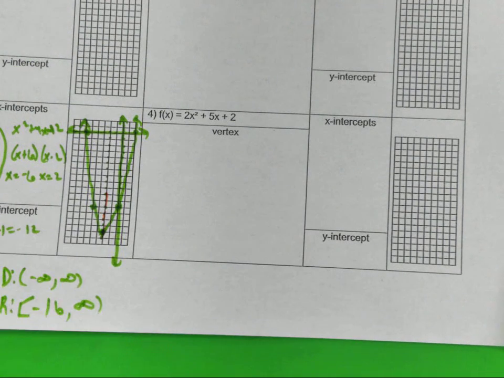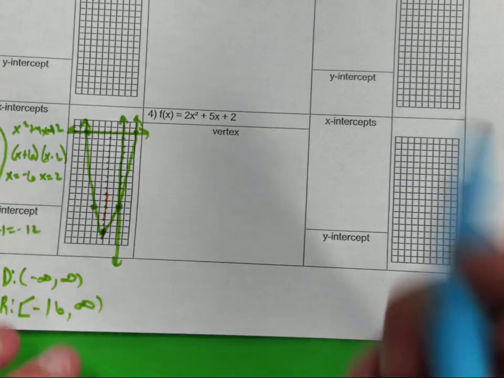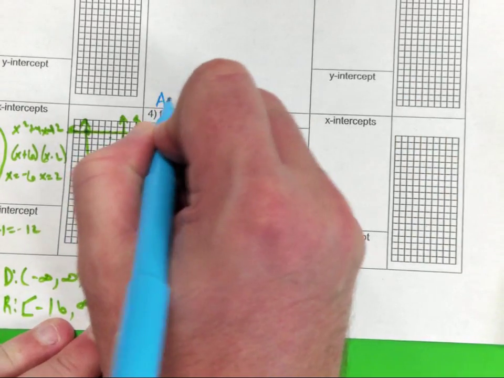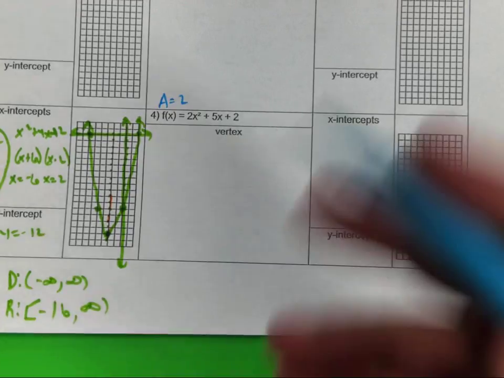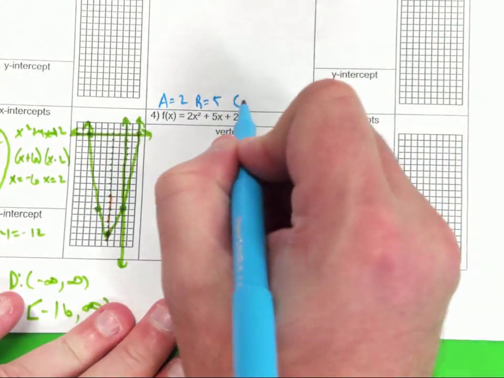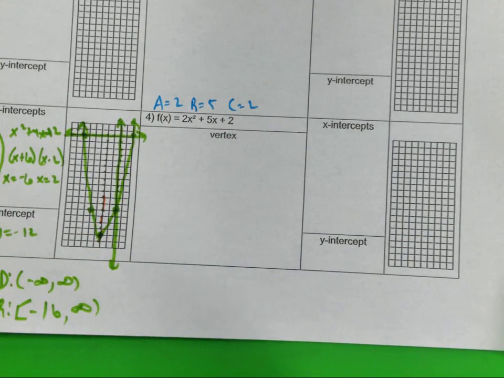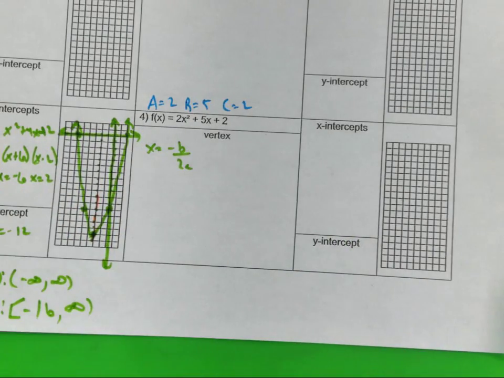Melanie, what's my A on number 4? Not Melanie. Madison, what's my A? Sorry. 2, very good. So I'm going to put A equals 2. Parker, what's my B? Thank you. Alright, Holly, what's my C? Very good. What is my vertex formula? Mr. Sims, what's my vertex formula? Negative B over 2A. Very good.